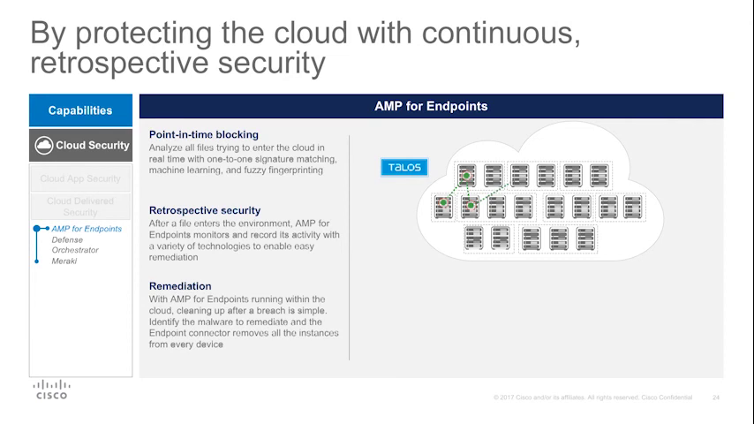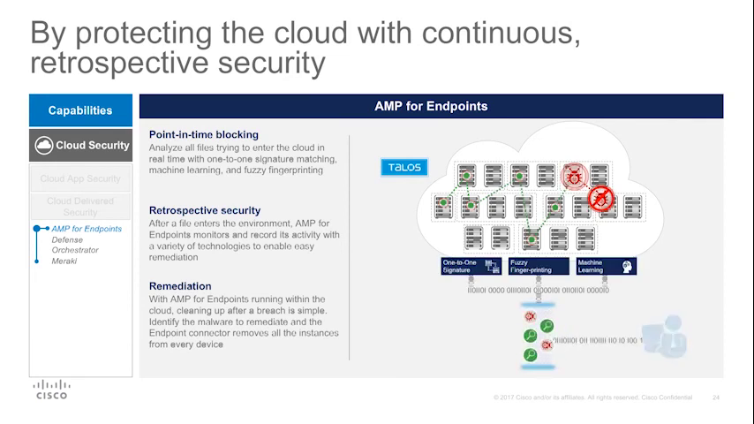As traffic moves into the cloud, it is subjected to three point-in-time technologies: one-to-one signature detection, fuzzy fingerprinting, and machine learning. One-to-one signature compares the signature data of all known malware to the new file and blocks anything that matches the known database. Fuzzy fingerprinting uses key identifying principles to detect families of malware, overcoming the challenge of polymorphic threats. Machine learning leverages big data analytics to find files that display malicious attributes.